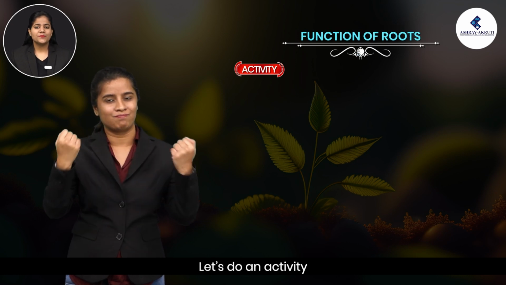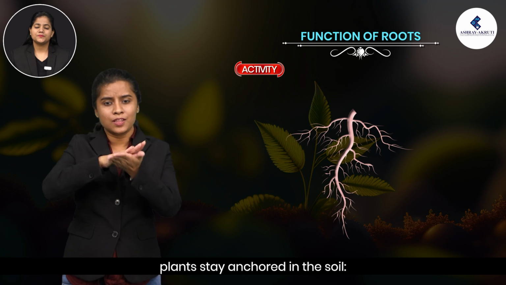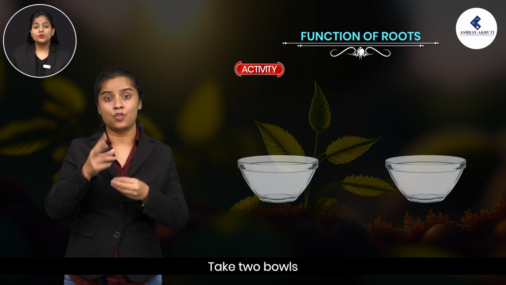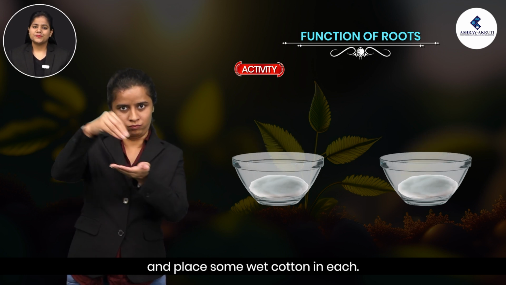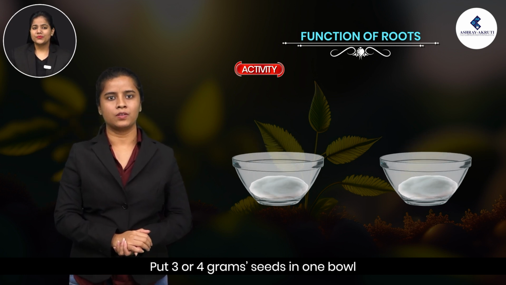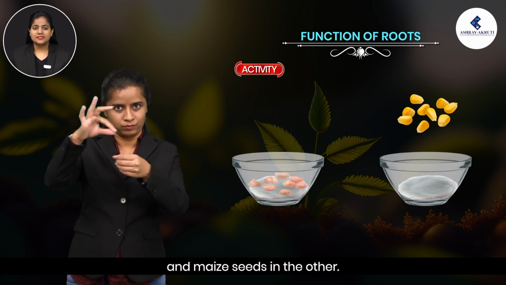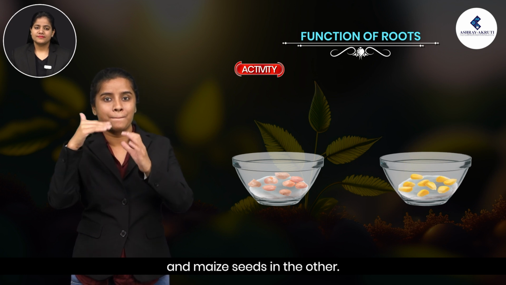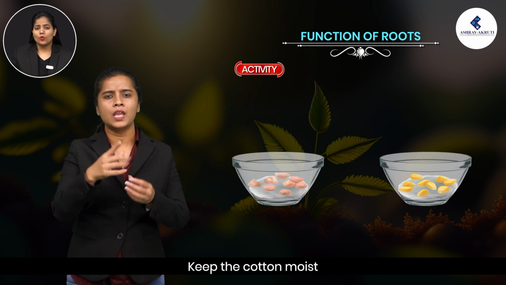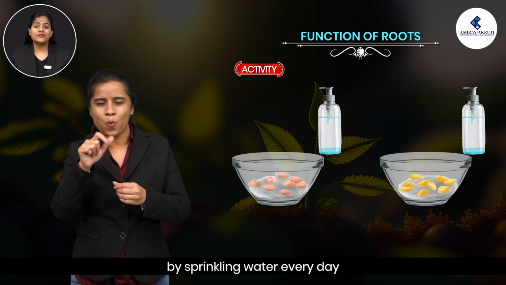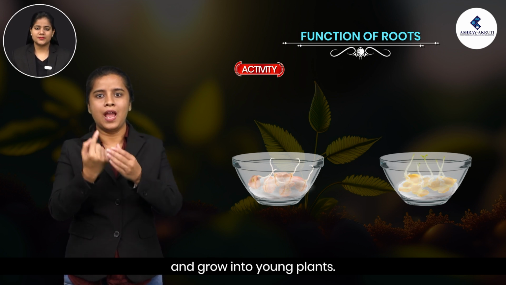Let's do an activity to see how roots help plants stay anchored in the soil. Take 2 bowls and place some wet cotton in each. Put 3 or 4 gram seeds in one bowl and maize seeds in the other. Keep the cotton moist by sprinkling water every day until the seeds sprout and grow into young plants.